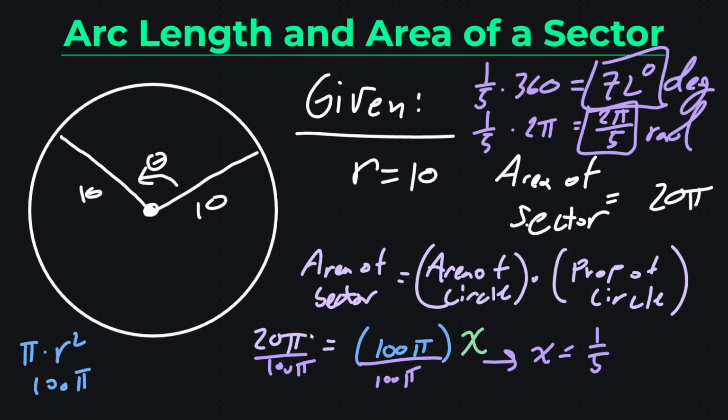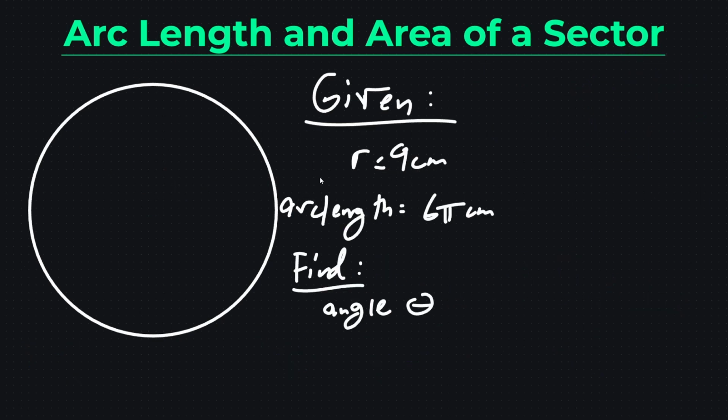But I hope you can see that all we did was take the information and work backwards from the equation that we know how to set up normally. Let's try one more where we have to work backwards, but this time with the arc length. So let's check this out. In this situation, we're given a radius of 9 centimeters, an arc length of 6 pi centimeters, and they want us to find the angle theta.